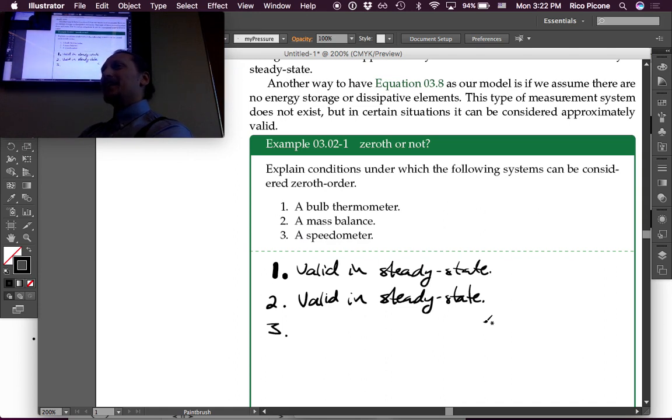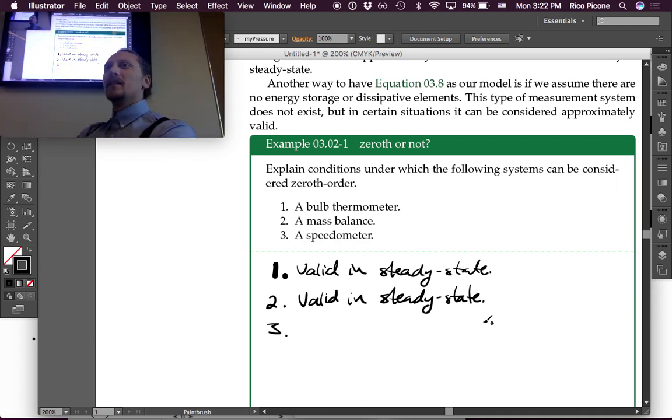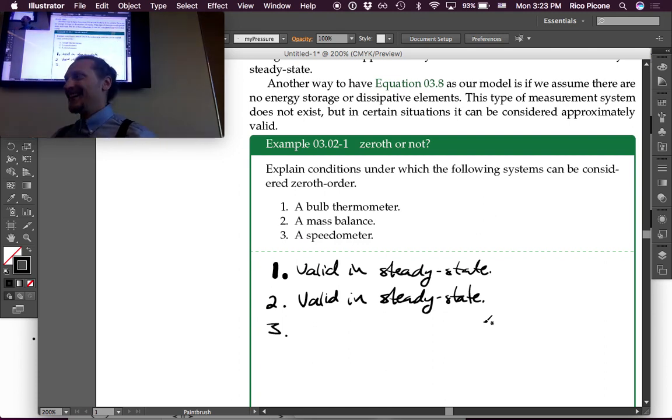I think it highlights something about this, and that is that the model that we choose depends on what we're interested in, right? With the speedometer, we want to know, as we're changing speeds, what speed we're going. We don't want to have to wait. Yeah, you don't want to find out 30 minutes down the road, oh hey, you were going 60 the entire time. No, I have really no idea.